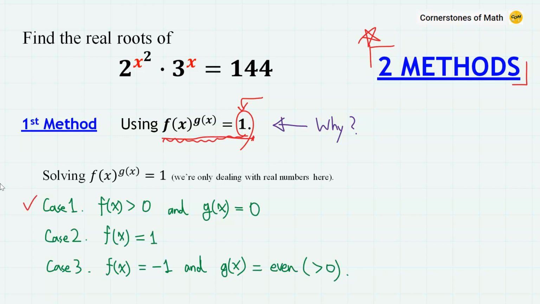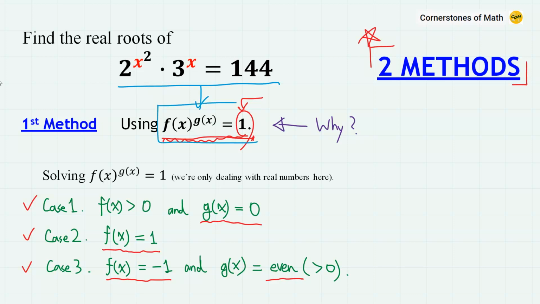The first case is when f(x) is positive and the exponent g(x) equals 0. The second case is when the base f(x) is equal to 1. And the third case is when f(x) equals minus 1 and g(x) is a positive even number. Alright, so let's convert the given equation into this form.